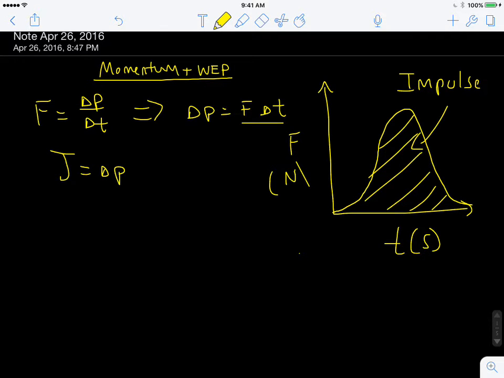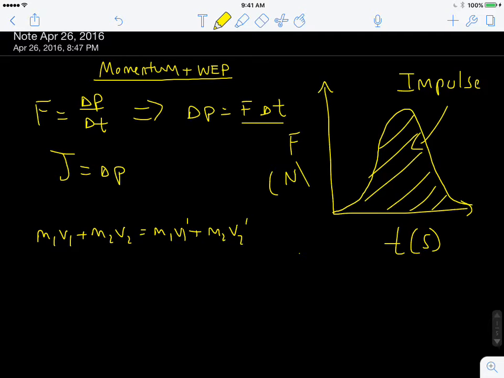We also talked about, when we were discussing momentum, conservation of momentum. As an equation, that's m1 v1 plus m2 v2 equals m1 v1 prime plus m2 v2 prime. Now, there's a couple different scenarios where we might need to simplify this a little bit.